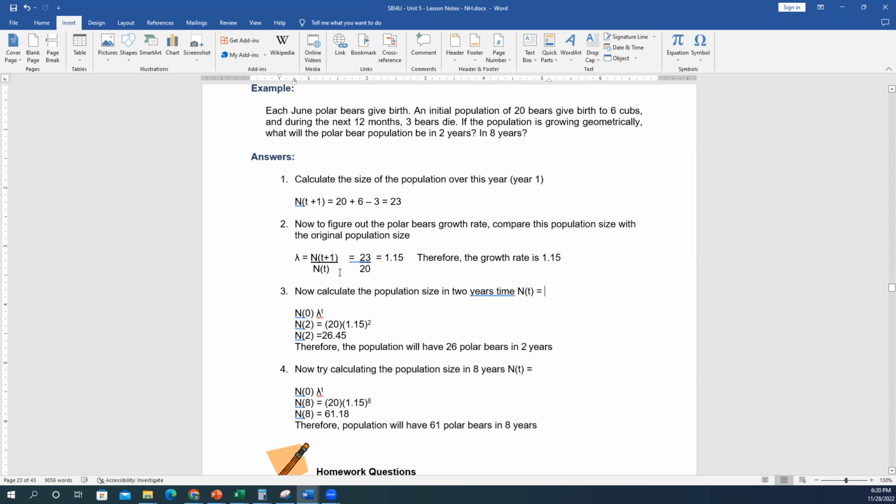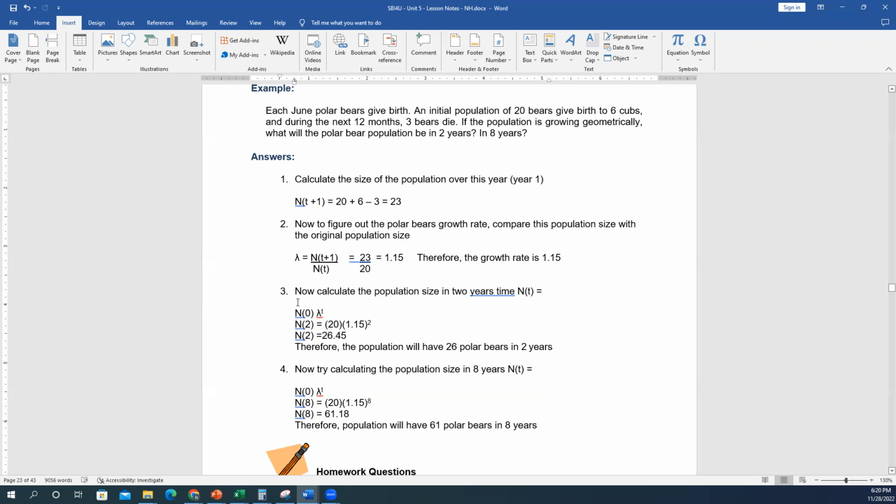So N at t plus 1 over N t. Our N t is the initial population of 20. At t plus 1, in year 1, we have 23. So the growth rate, in this case, reported as a ratio, is 1.15. And we can use this now to calculate the population size in 2 years' time and then in 8 years' time.